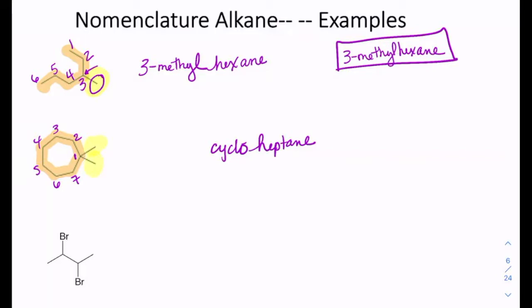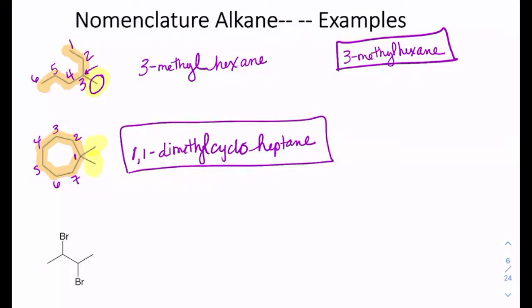And so the way that we are going to put this into our name is that we have on carbon 1, we have a methyl group, and then on carbon 1, we have a methyl group. And so it is going to be 1,1-dimethylcycloheptane. And that's all one word. And so that is our answer.